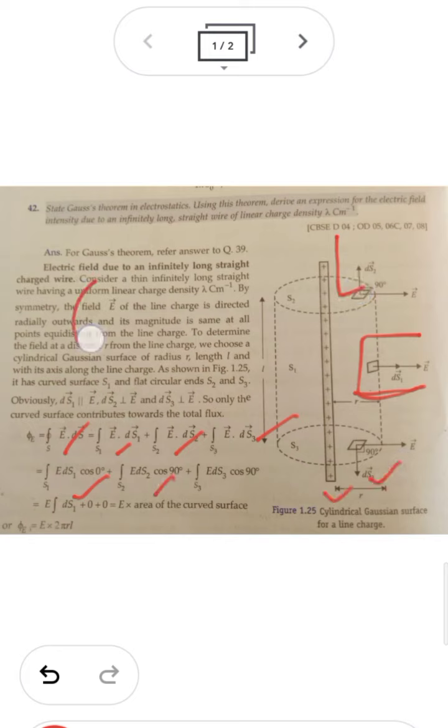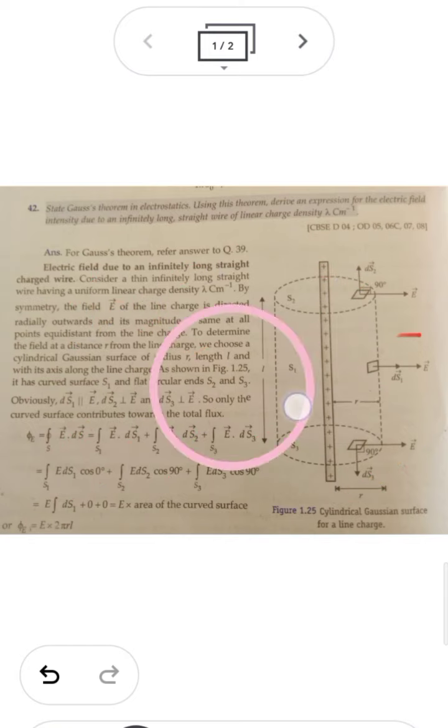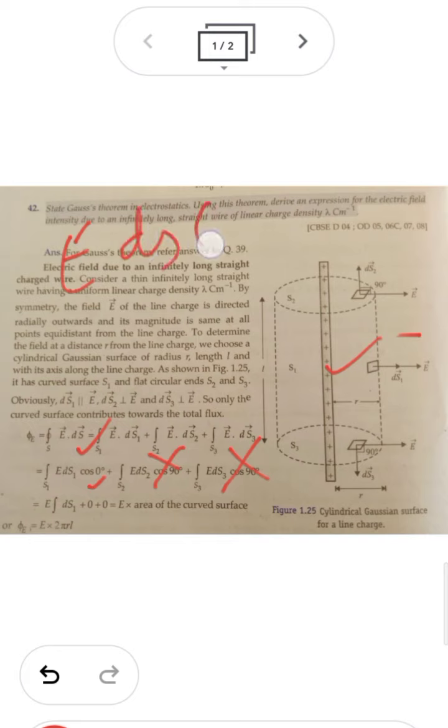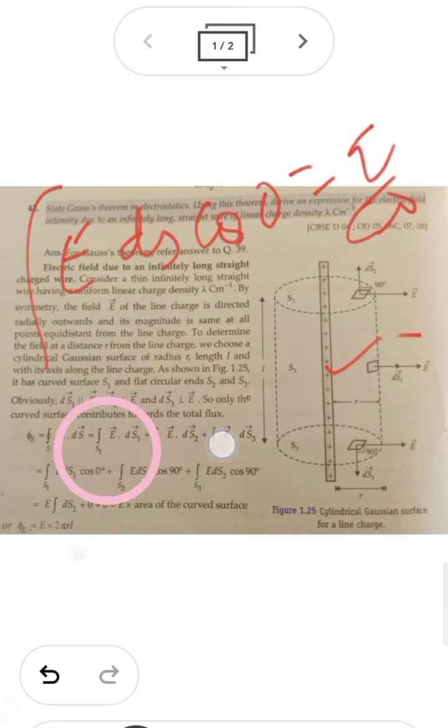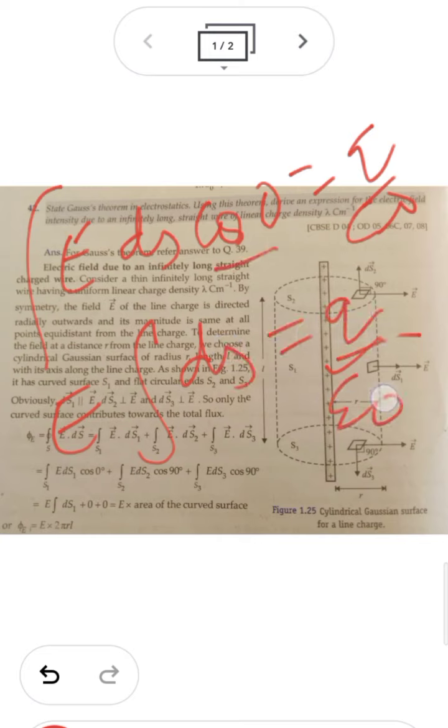You can see that the value of cos 90 is equivalent to 0. So we have only one value, which is this one, cos 0. These other two are 0. So we have only one term, E ds of cos 0, which is equal to q upon epsilon naught. When you integrate this, we write E integration of ds, since cos 0 is 1, equal to q upon epsilon naught.